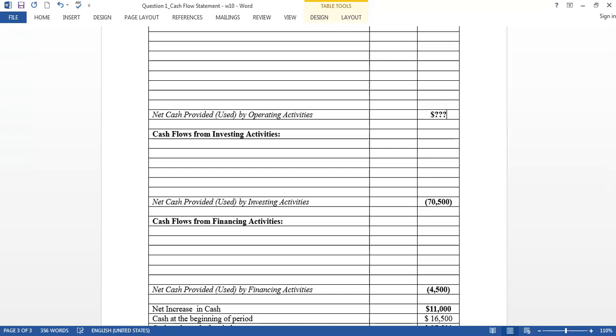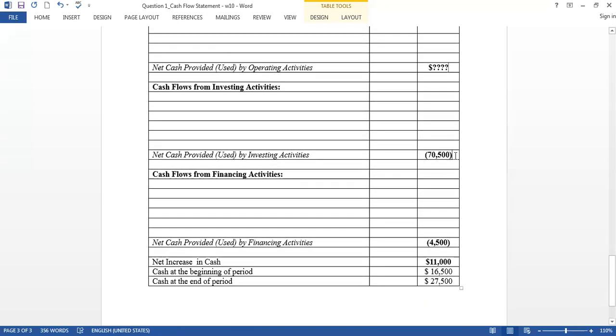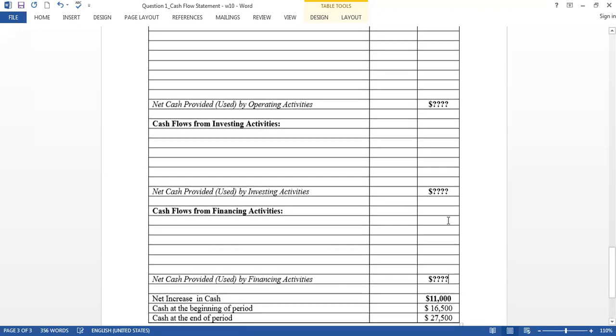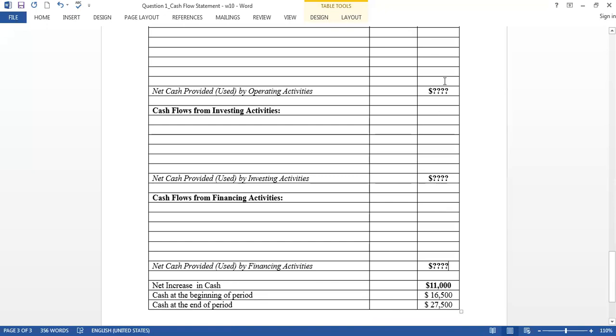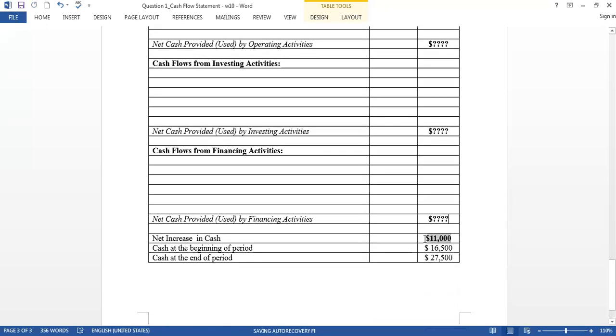So these numbers you have to calculate. We don't know these numbers, so we have to calculate. When we calculate, we do plus and minus. If it is also $11,000, it means that your answer is accurate.